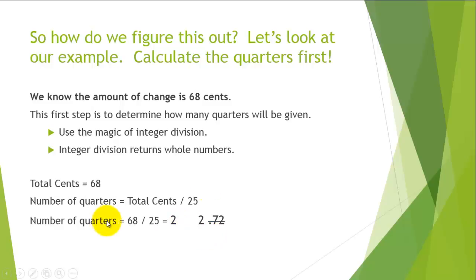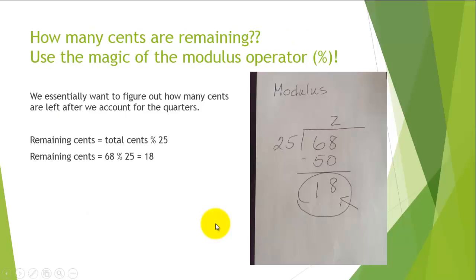Right, and if you did this on your calculator, 68 divided by 25 really gives you 2.72. But in Java, when you divide two integers, 68 and 25 are 2 integers, then it just gives you the whole number component, or the integer component. Which is perfect. It's exactly what we want. It throws all this away.